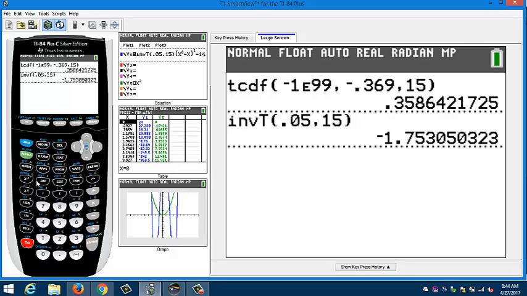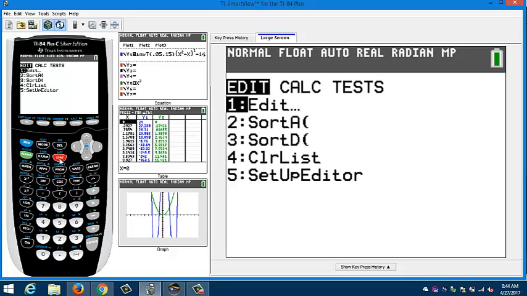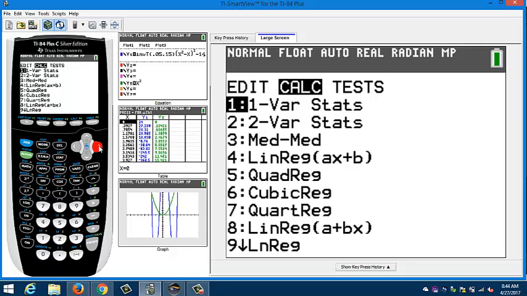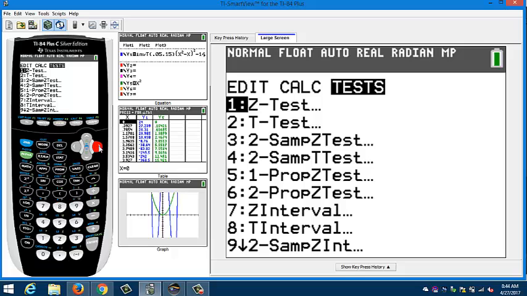The trick is knowing which one to use. We just want to hit the stat button. We're in stats class, right? We've used edit, we've used calculate, and only last week did I show you guys this huge menu of tests. Guess which test I want? Number 2, you're right. Let's see what it asks for.